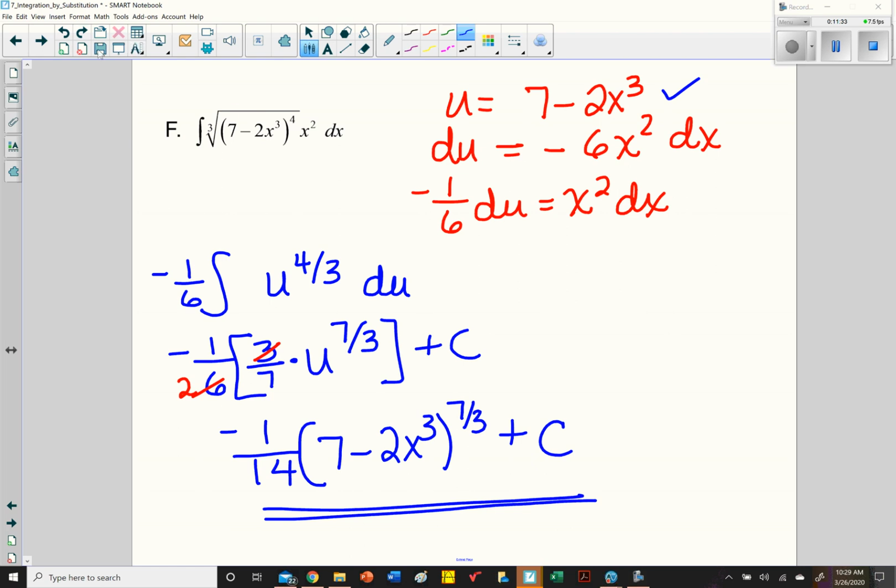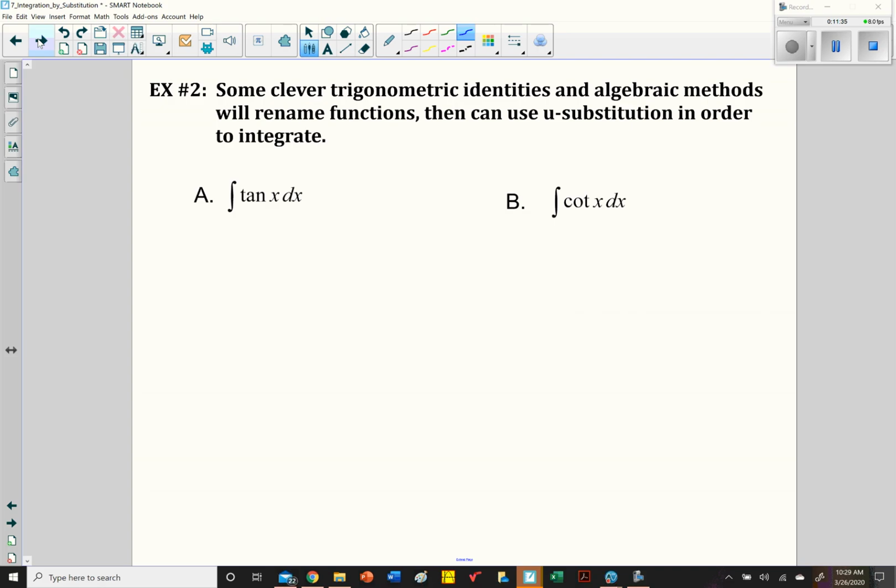Example 2. Some clever trig identities and algebraic methods will rename functions, and then we can use U-substitution to integrate. In these, we're actually discovering some set rules. So let's say we rewrote tangent as the quotient of sine divided by cosine. So watch this, remember this carefully. If you ever get stuck on an AP exam or a test, you can always go back and reinvent the wheel here.